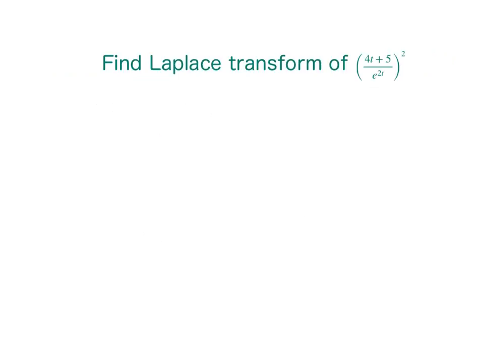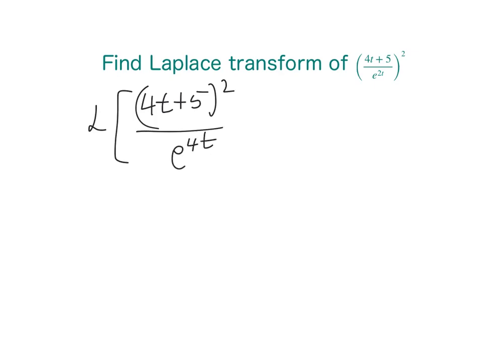Now let's take another example. So we have the problem here. Find the Laplace transform of (4t plus 5) divided by (e power 2t) whole square. So given (4t plus 5) divided by (e power 2t) whole square can be written as (4t plus 5) whole square divided by e power 4t, by squaring both numerator and denominator.